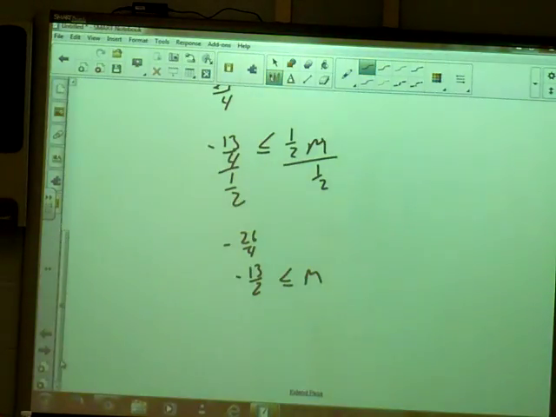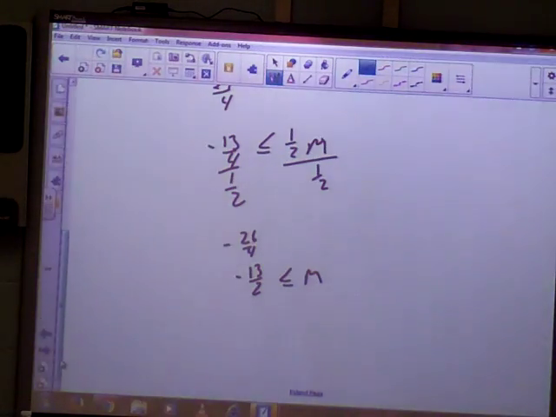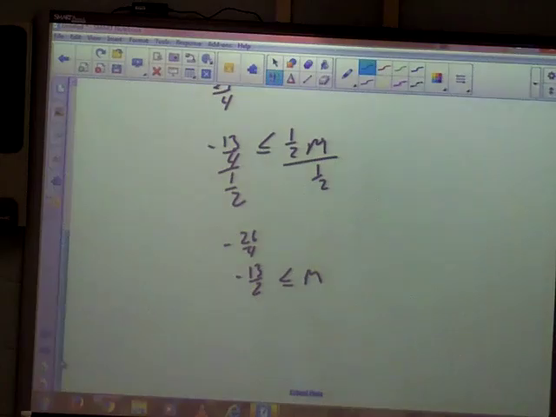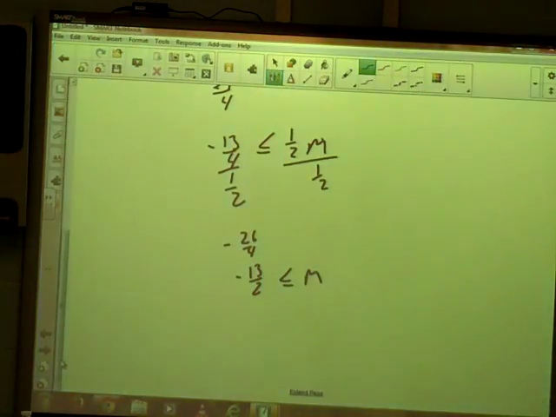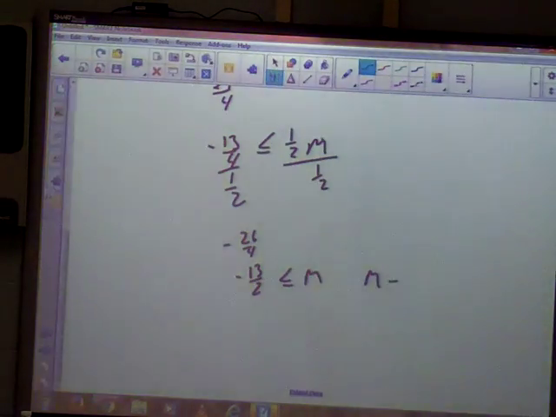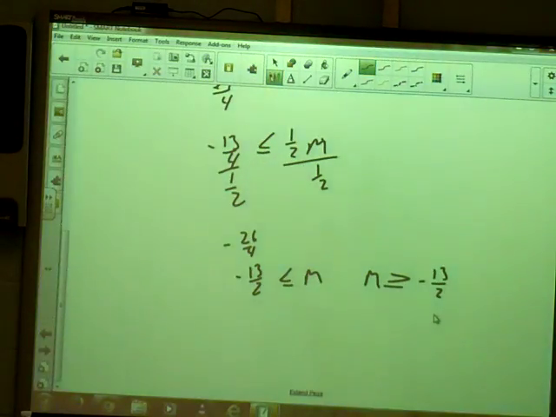But I got to now graph this and write it in interval form. So just for my personal preference, if I've got to graph this, I'm going to rewrite it with the variable first. Okay, so right now this says negative 13/2 is less than or equal to m. That's the same as m being greater than or equal to negative 13/2. Okay, everybody all right on that?